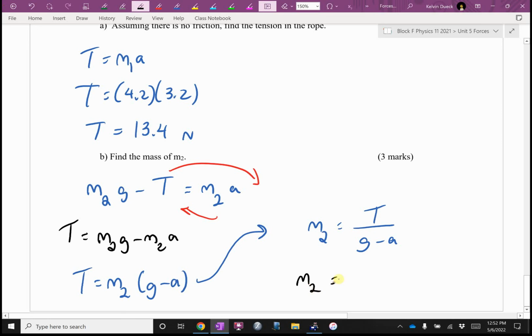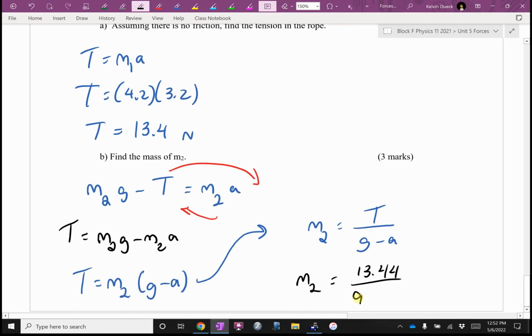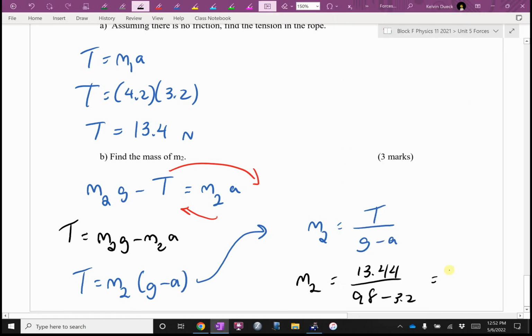It's going to be tension, which was 13.44, I think. Was it 13.44, Mr. Dewitt? Yeah, it was. Divided by 9.8 minus 3.2. Answer button divided by bracket 9.8, take away 3.2. And I get 2.04 kilograms.